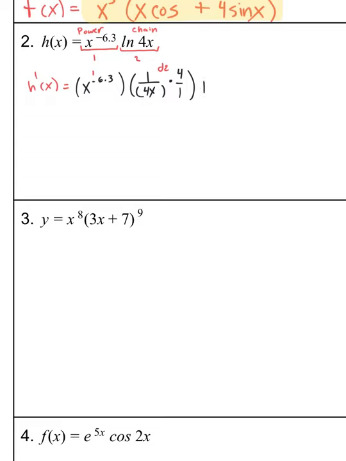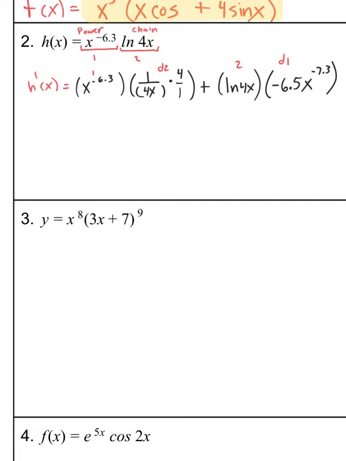All right, we come back with plus, and now we need the second function as is, ln 4x. That is the second function as is, and now we need the derivative of the first function, and that is a power rule. That gives us negative 6.3x to the negative 7.3.